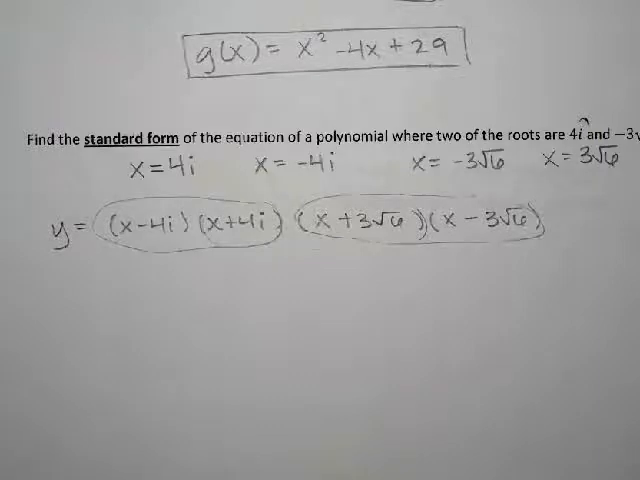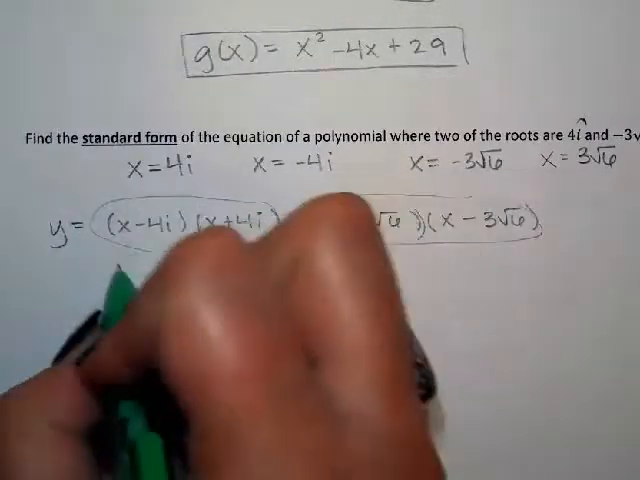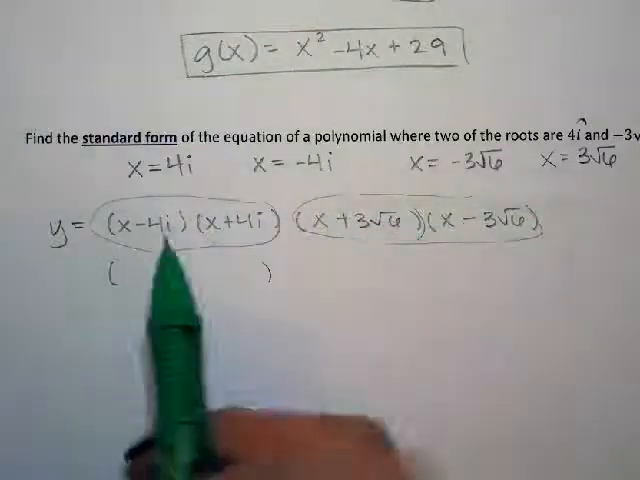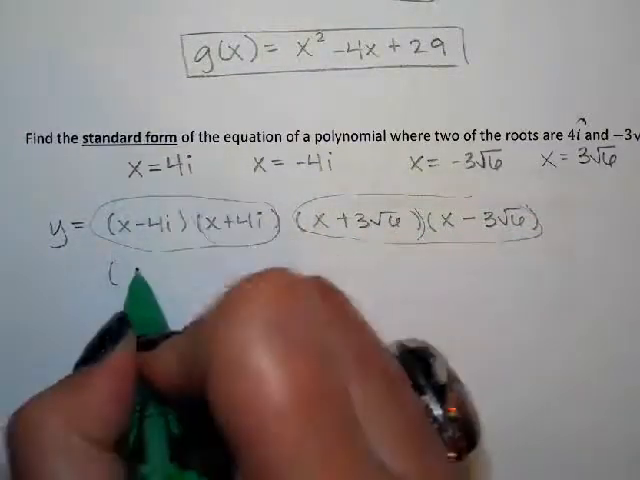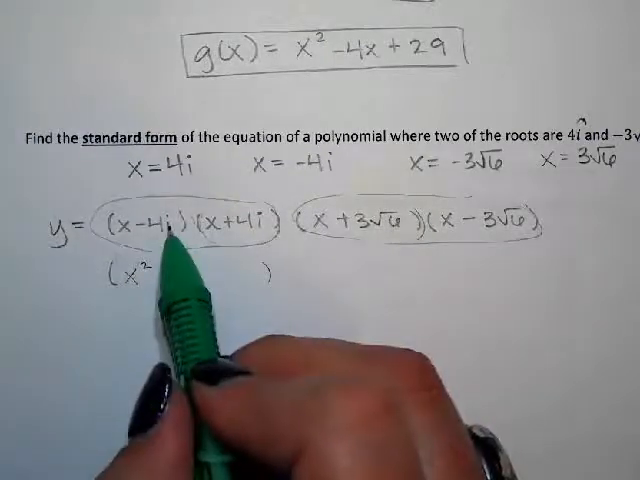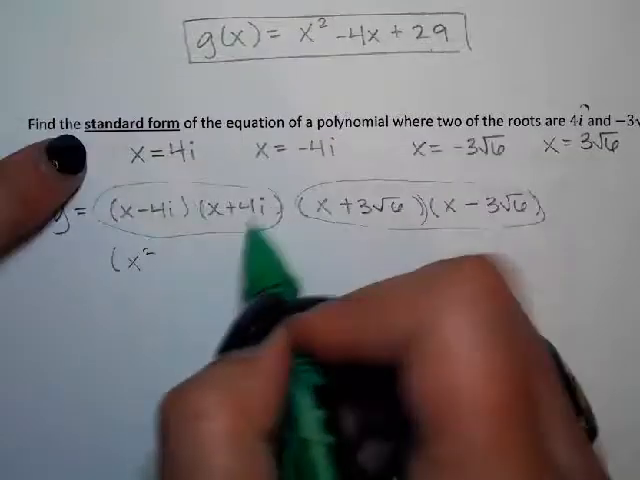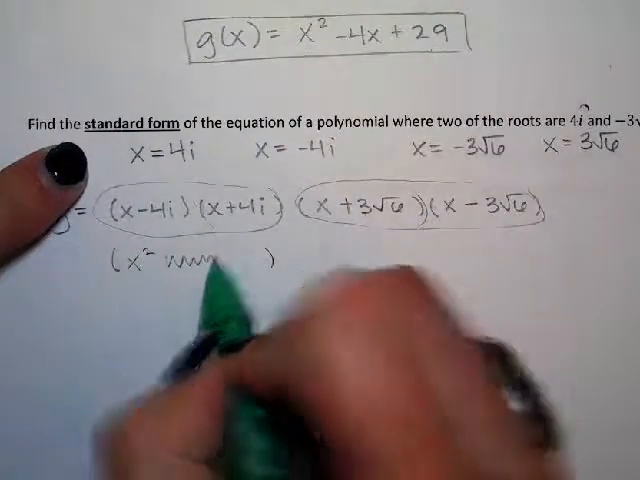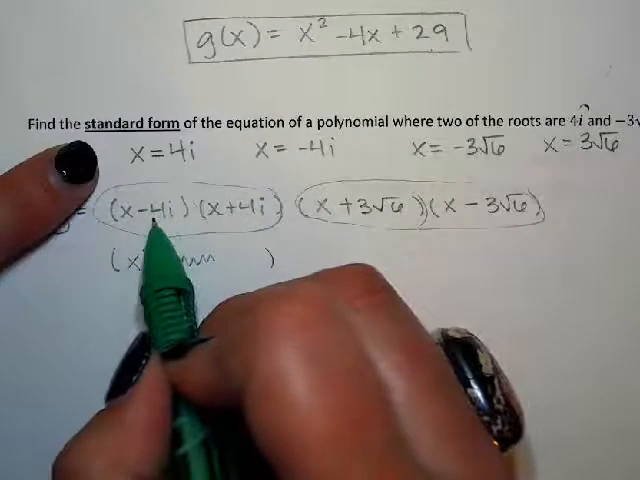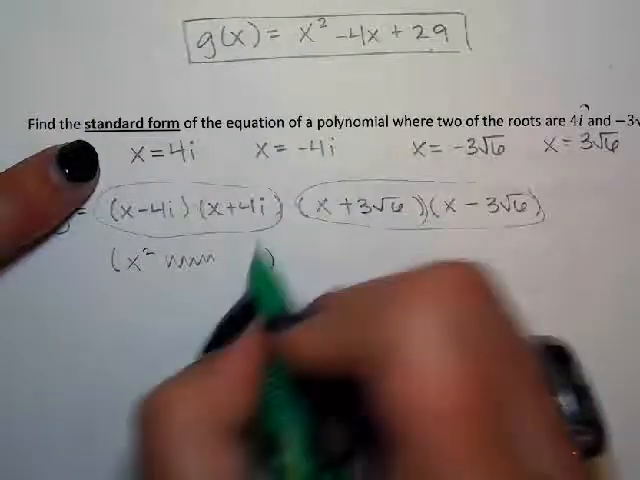So if we FOIL this out, we've got x times x squared. Are you guys okay with skipping the part that's going to cancel out? I know that there's some stuff that's going to cancel in the middle. Then I'm going to have the -4i times the +4i, and what is that going to give me? -16i squared, so +16. So that's x squared plus 16.